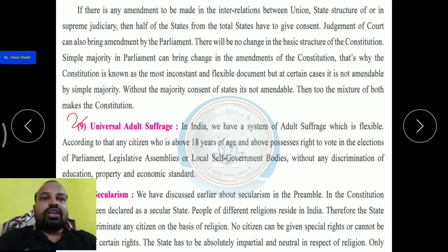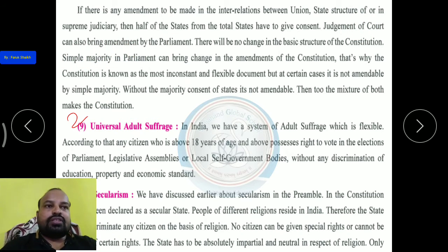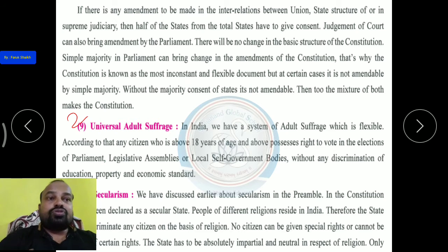Judgment of court can also bring amendment by the parliament. और कोर्ट ने जो जजमेंट दिया हो उसमें भी कुछ चेंजेस पार्लियामेंट ला सकते हैं. There will be no change in the basic structure of the constitution, और कॉन्स्टिट्यूशन का जो बेसिक स्ट्रक्चर है उसमें कोई चेंज नहीं कर सकता. No one can change. Simply, majority in parliament can bring change in the amendment of the constitution.